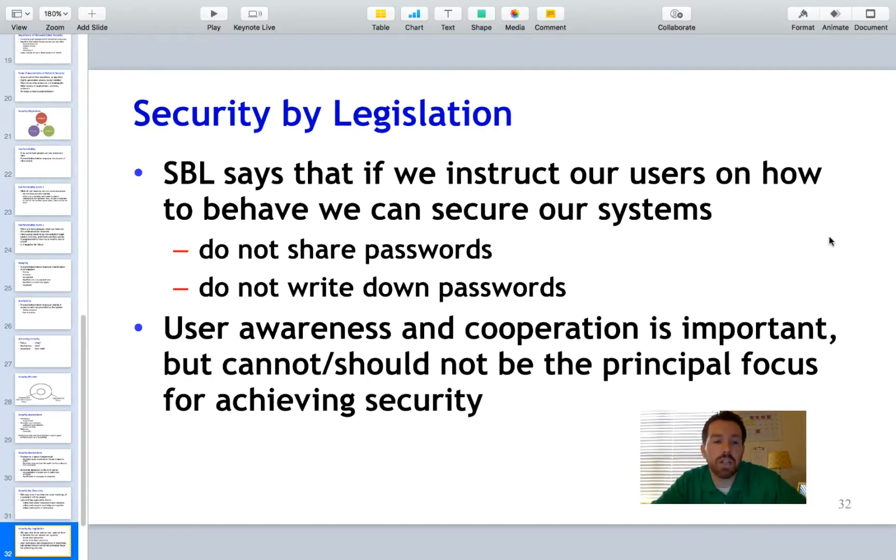All right, security by legislation says that if we instruct our users on how to behave, we can secure our systems. Do not share passwords. Do not write down passwords. User awareness and cooperation is important, but should not be the principal focus for achieving security. I wholeheartedly agree. Obviously, one of the basic things of this class is that I'm going to try to teach you some basic security awareness, some best practices. But this should not be the end-all of security.